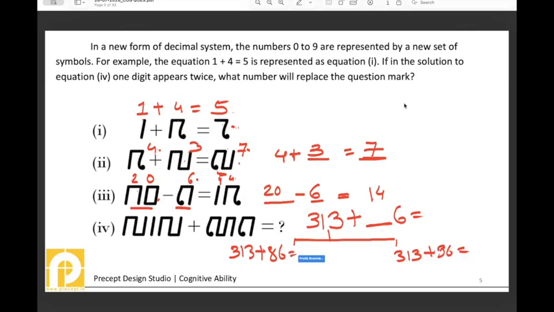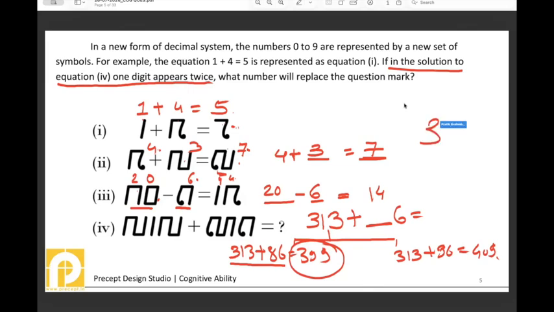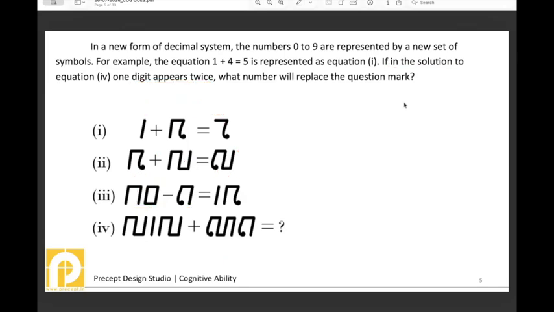When I add 313 plus 86, I get 399. 313 plus 96, I get 409. In this case, we will use the condition that is given here: if in the solution to the equation one digit appears twice. That is happening only in the case where 313 plus 86 is 399. So the correct answer is 3, 9 and 9. Okay, we'll move to the next one.